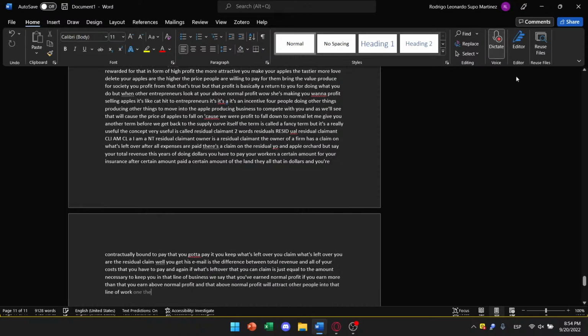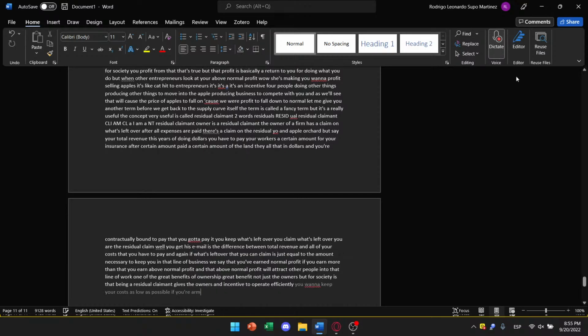One of the great benefits of ownership, the great benefit not just to the owners, but for society, is that being a residual claimant gives the owners an incentive to operate efficiently. You want to keep your costs as low as possible if you're the owner, because you get to claim the difference. If you can cut your cost of producing 100 units, you get to claim the difference. It goes to you. It adds to your profit. You have an incentive to do that.